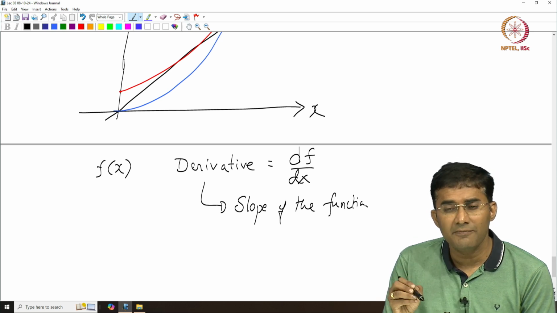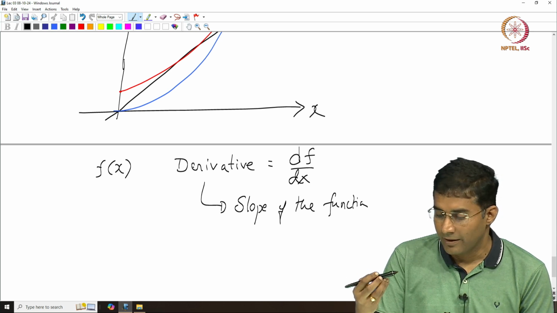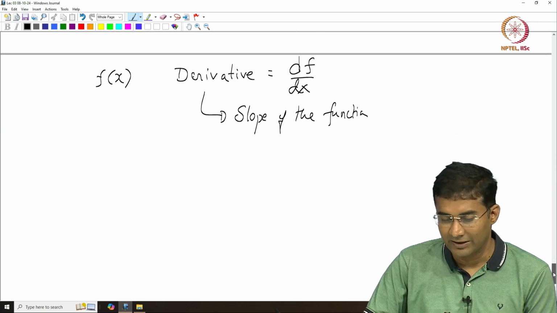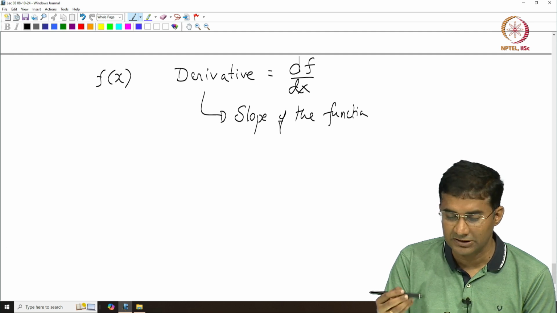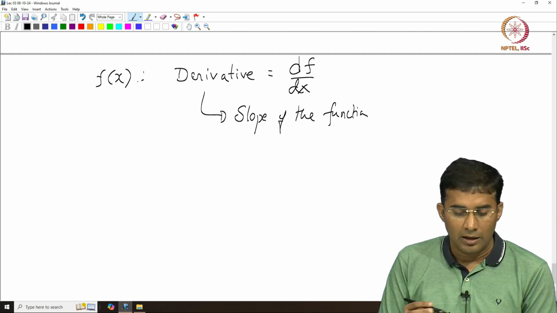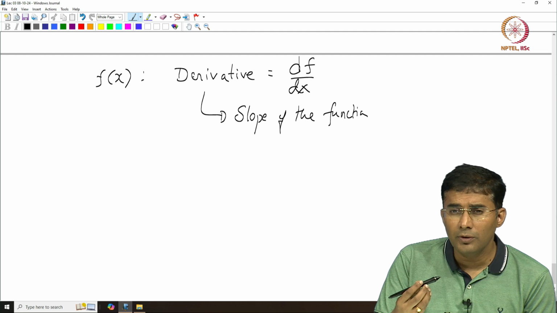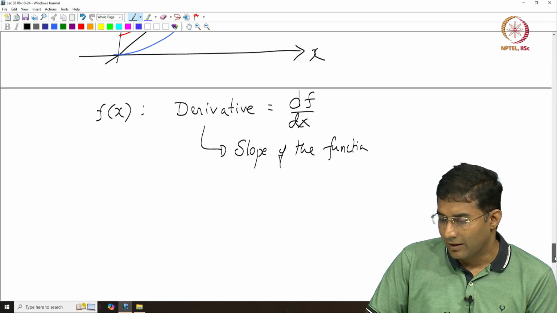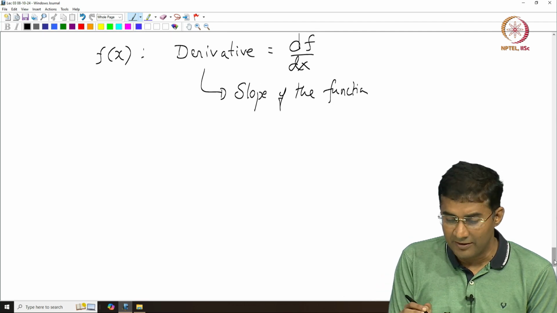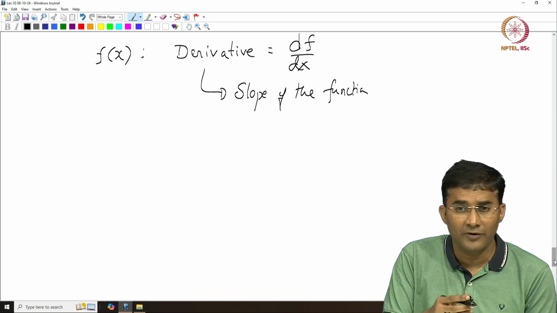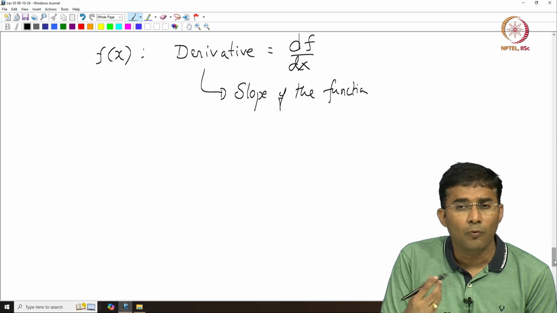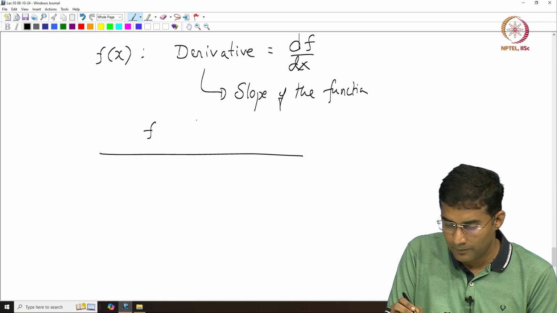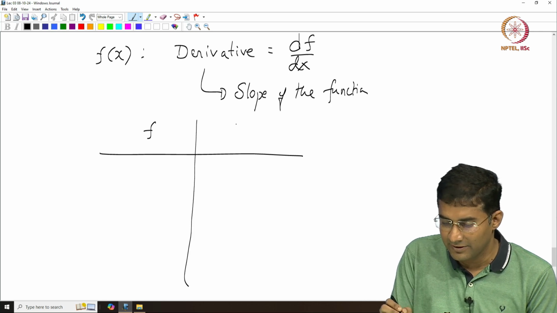And remember that this derivative itself could change with x. But the key idea to remember is that the derivative is the slope of the function, or the rate; it captures the rate of change of the function. Now, I am not going to go into much more detail of calculus, but I am providing you with a table of the functions that we discussed today and their derivatives. So, let me write the function here and let me write the derivative.